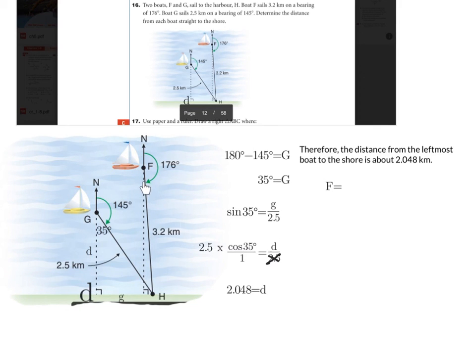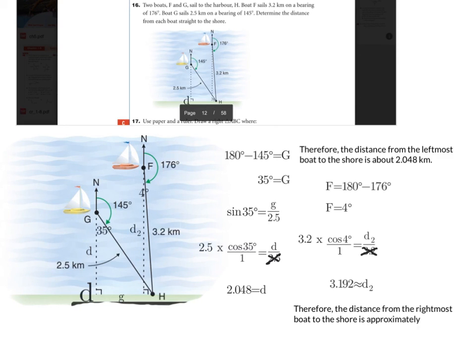This angle here is 180 degrees minus 176 degrees, 4 degrees. We know we're going to have to use cosine again, so cos of 4 degrees is equal to adjacent, that's this distance here, divided by the hypotenuse, 3.2. I like to put this over 1, and once again we have the variable on top, so we don't have to flip it. We take what's under the variable, we're going to move it over to this side, and so we have 3.2 times the cosine of 4 degrees. That's equal to approximately 3.192. Therefore, the distance from this boat to the shore is approximately 3.192 kilometers.